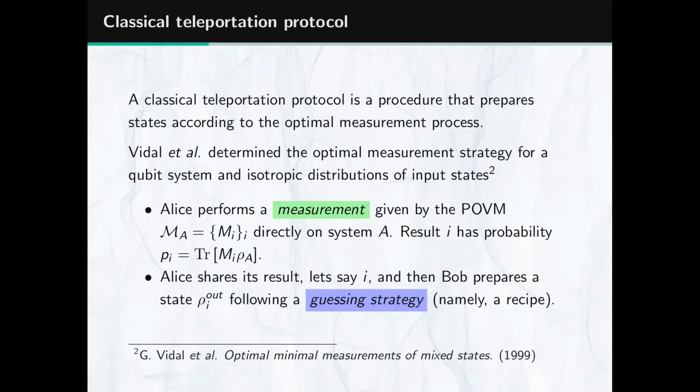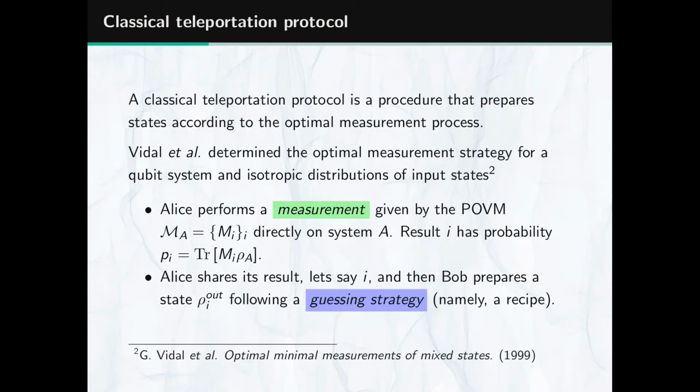A classical teleportation protocol consists in choosing states according to the result of a measurement and a guessing strategy. Here we have two parts. First, a measurement directly on the state. Classically, we first take a measurement here, and then, according to a guessing strategy, we prepare the output states. Then we will consider a POVM.